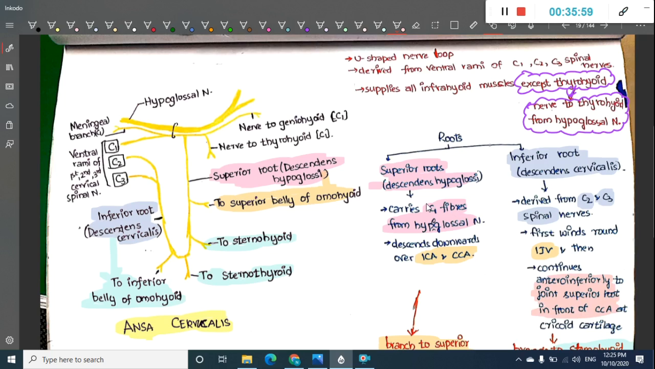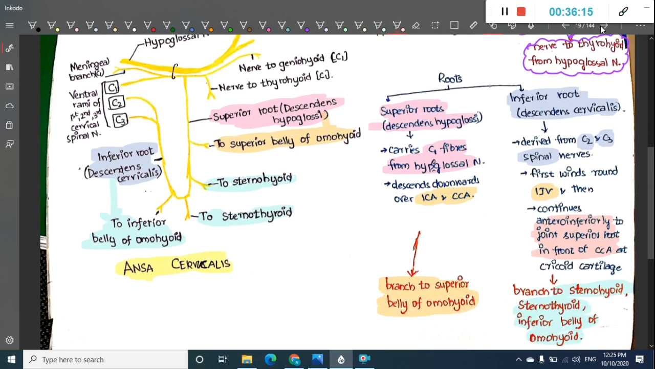They join in front of the common carotid artery. The superior root will supply only the superior belly of omohyoid, whereas the inferior root will supply the inferior belly of omohyoid, sternohyoid, and sternothyroid muscles.